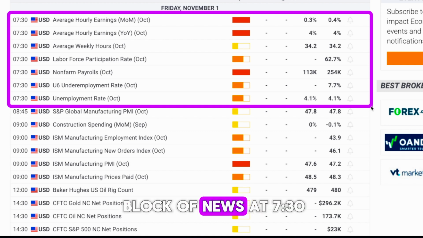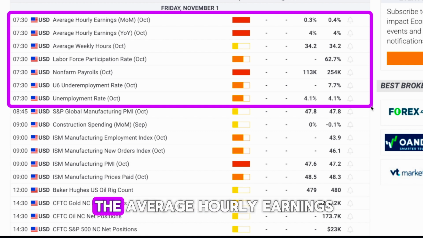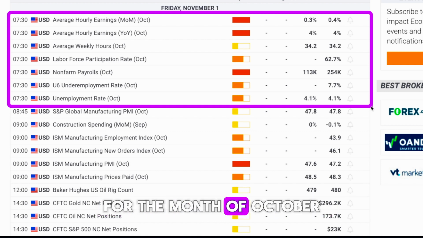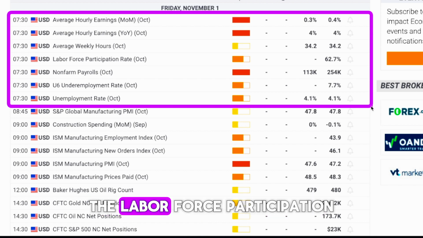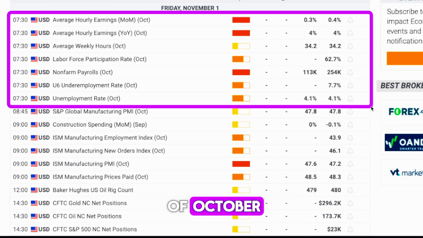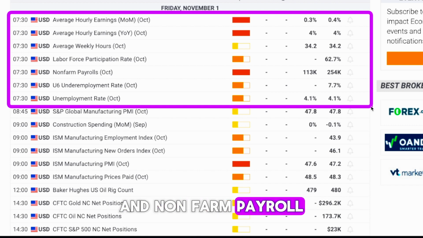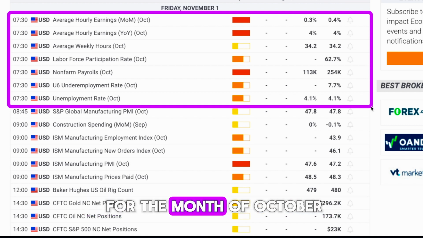We have a big block of news at 7:30 with the focus on the average hourly earnings for the month of October, the average weekly hours for the month of October, the labor force participation rate for the month of October, and non-farm payroll, and the underemployment rate for the month of October.